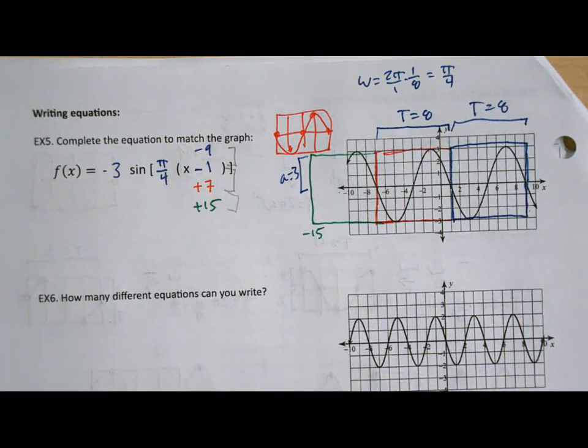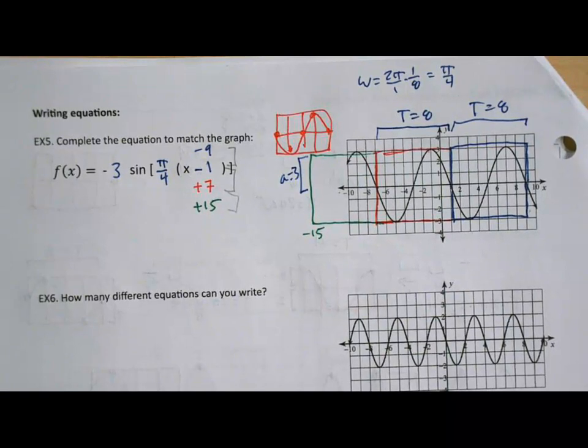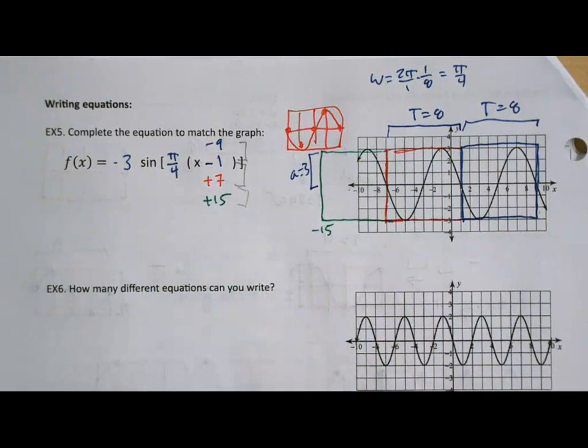This is kind of like our coterminal angles, right? So if I wanted you to write 15 different equations for this thing, would you be able to do it? Yeah, you would just keep changing these numbers and keep adding or subtracting 8 from them.